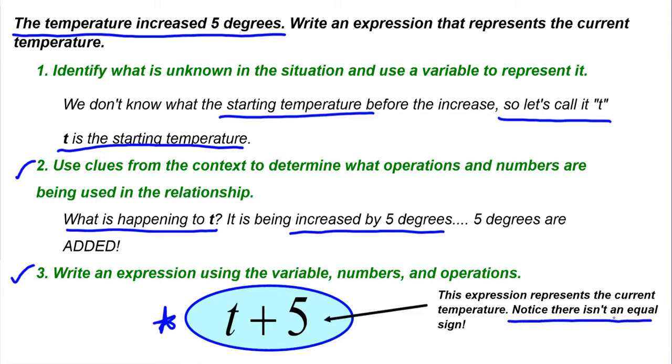Notice there isn't an equal sign. A lot of 7th graders are tempted to put T plus 5 equals new temperature or something like that. We don't need to do that here. This is just an expression. T plus 5 is the current temperature. We don't have to have an equal sign there to represent that.